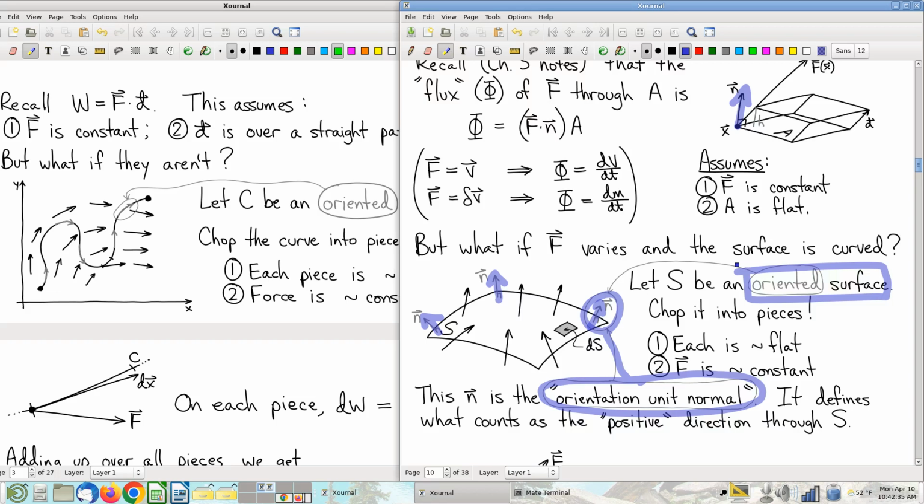So for the orientation of the curve, we're moving along the curve. For the surface, we're moving in and out of the surface. Moving through the surface. That's right. And it's different physical motivations, different geometry.